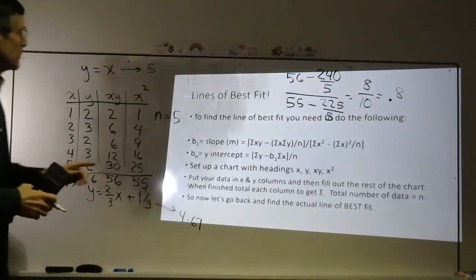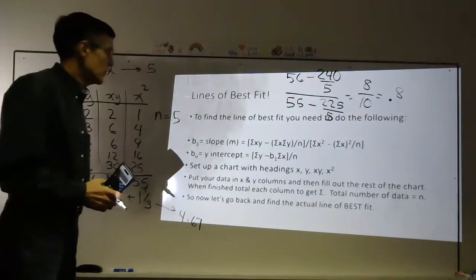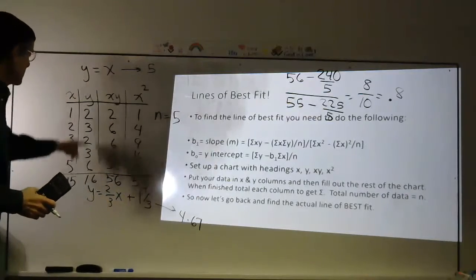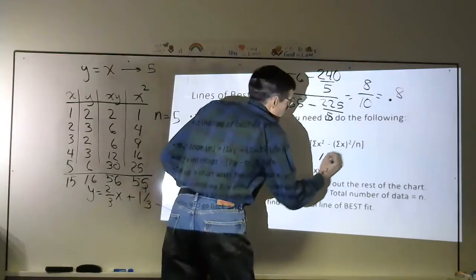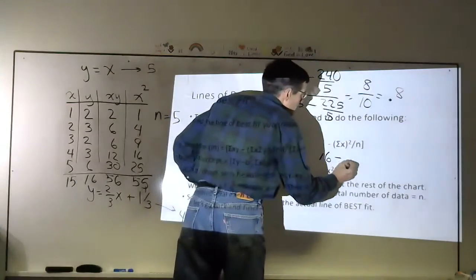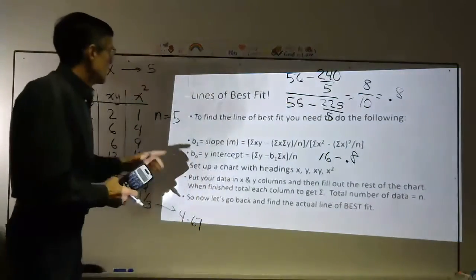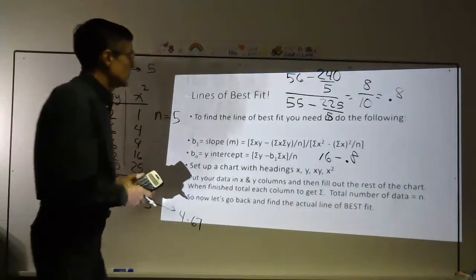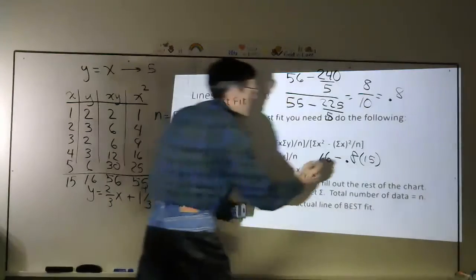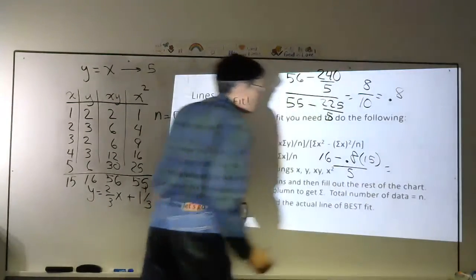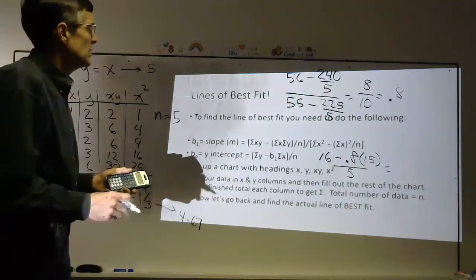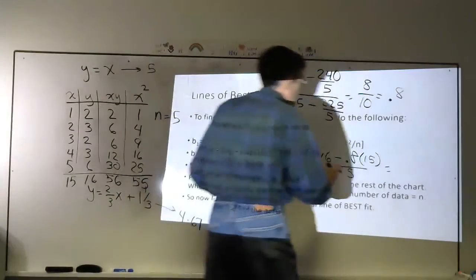Okay? Now we have to do the y-intercept, where it's going to hit the y-axis. So I'll just do it in that white area over there. The summation of the y's is 16 minus b1, which is your slope, 0.8, times the summation of the x's, times 15. And then it's all divided by n, which is 5. So 0.8 times 15 is 12, I think. Yep, 16 minus 12 is 4. This is 4/5.